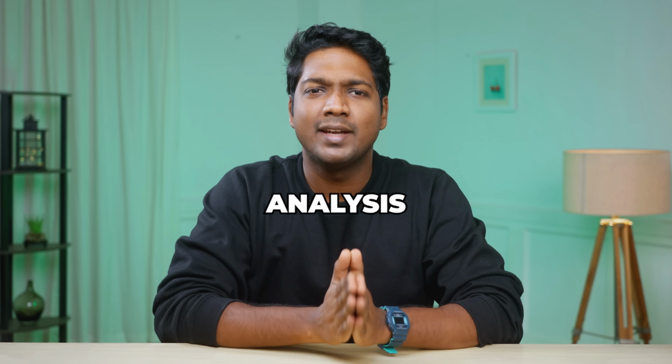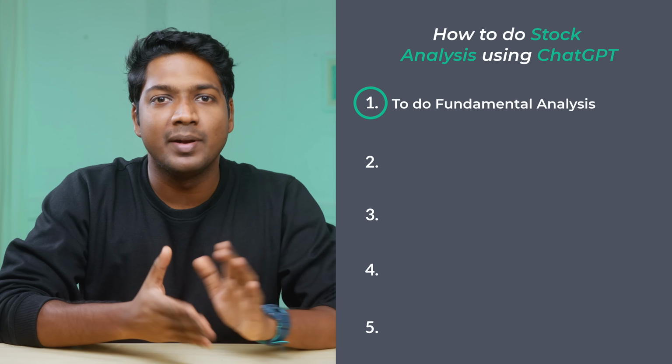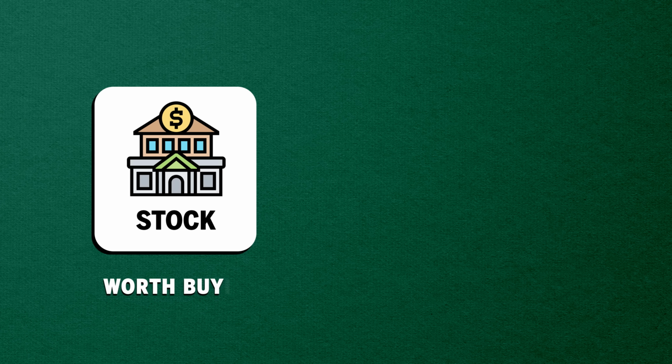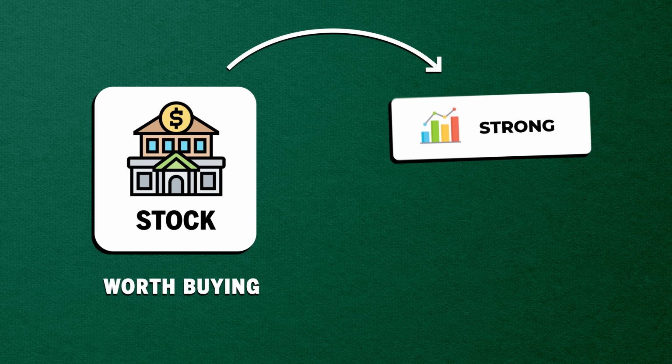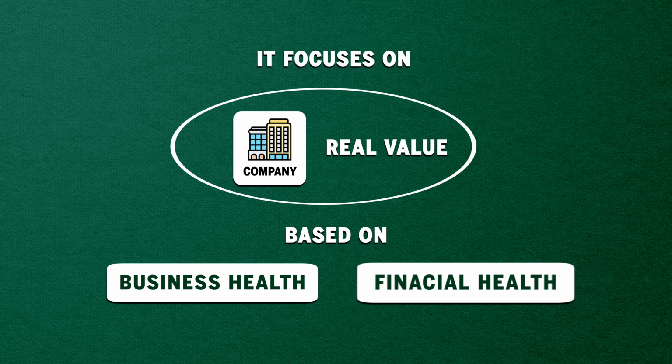So to do a complete analysis of a stock using ChatGPT, we are going to do 5 simple steps. The first step is to do a fundamental analysis. A fundamental analysis is a way to check if a stock is worth buying by looking at how strong and profitable a company is. It focuses on the company's real value based on its business and financial health.